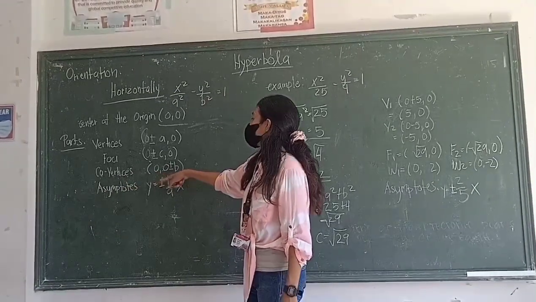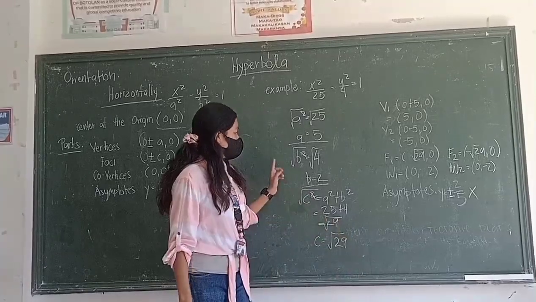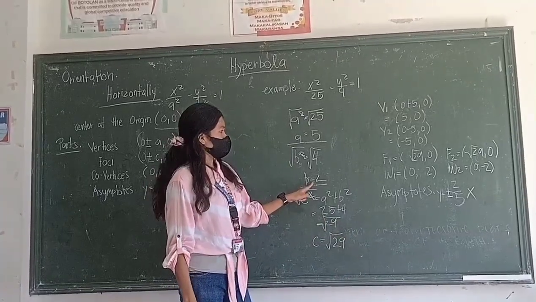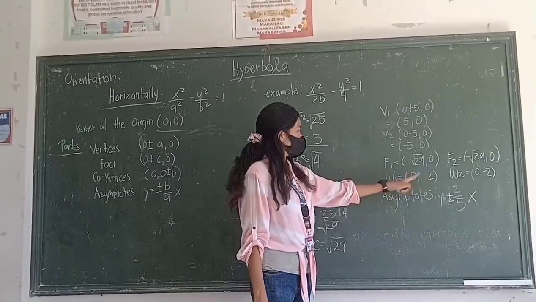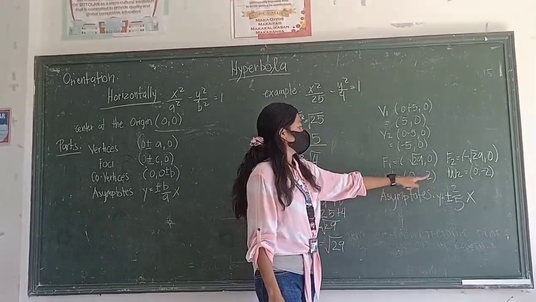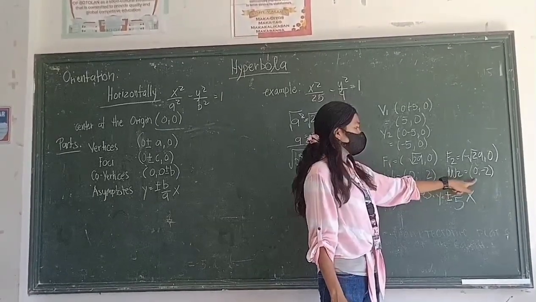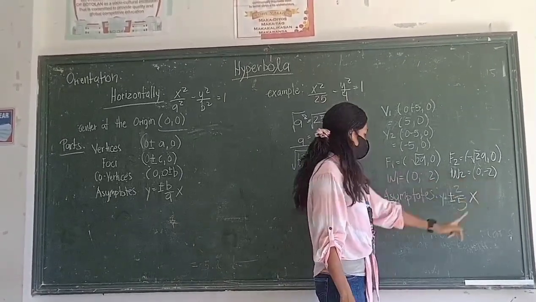Co-vertices are (0, 0) plus or minus b. We have the value of b is equal to 2, so we need to substitute. Co-vertex is (0, positive 2), and the co-vertex (0, negative 2).